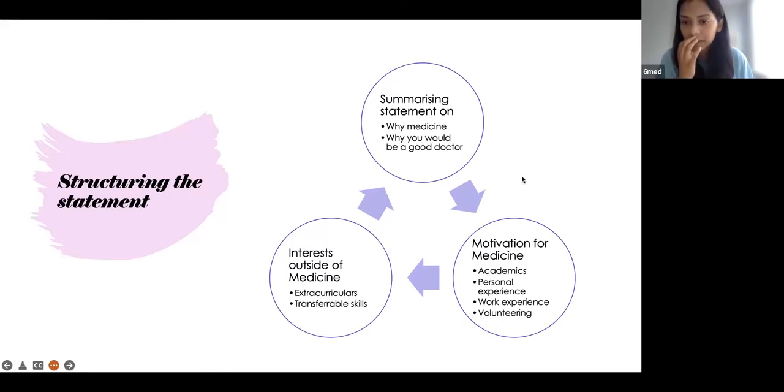Oh, someone's asked a question, so just one second. Extracurricular activities other than academics doesn't help in medical applications, is that true?